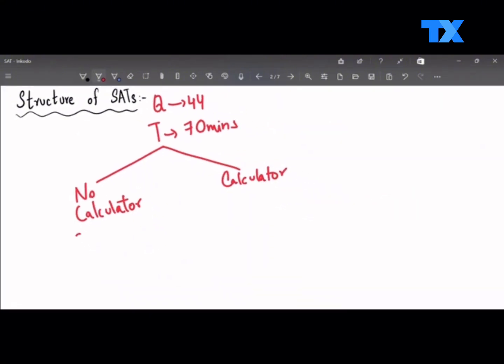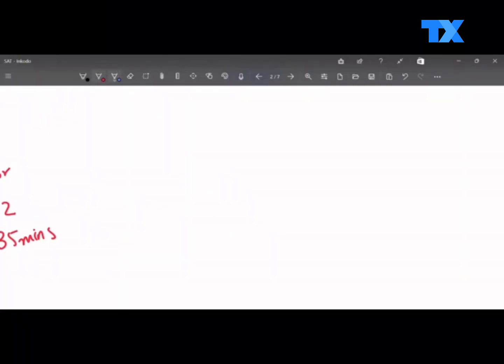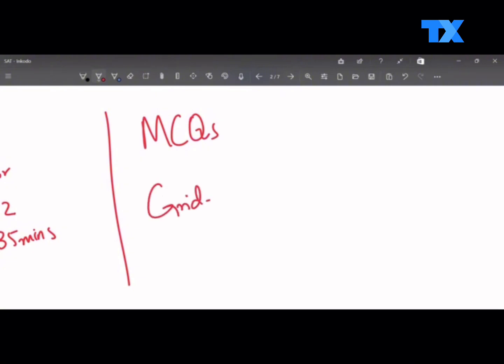The no calculator section has a total of 22 questions and a time period of 35 minutes. And the calculator section has a total of 22 questions again and a time period of 35 minutes. So in total, you have 44 questions and 70 minutes. Now, the type of questions that are usually asked are MCQs and the grid-in questions. So you should be prepared for both types of questions.